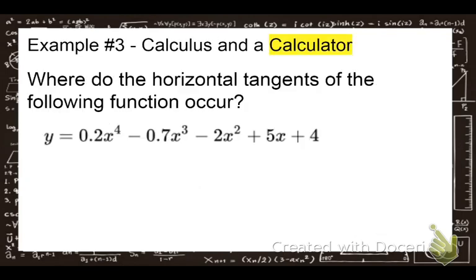Calculus in the calculator, we started learning about the calculator. Remember that horizontal tangent lines occur wherever the derivative is equal to 0. So if we were going to find the derivative of this function and then use our calculator to graph the derivative, wherever the derivative was equal to 0, we would say that it has a horizontal tangent line.